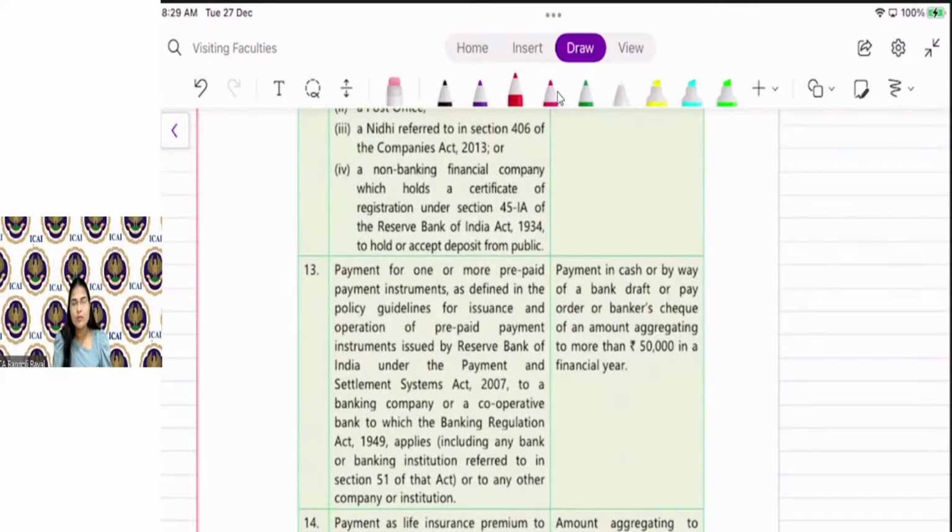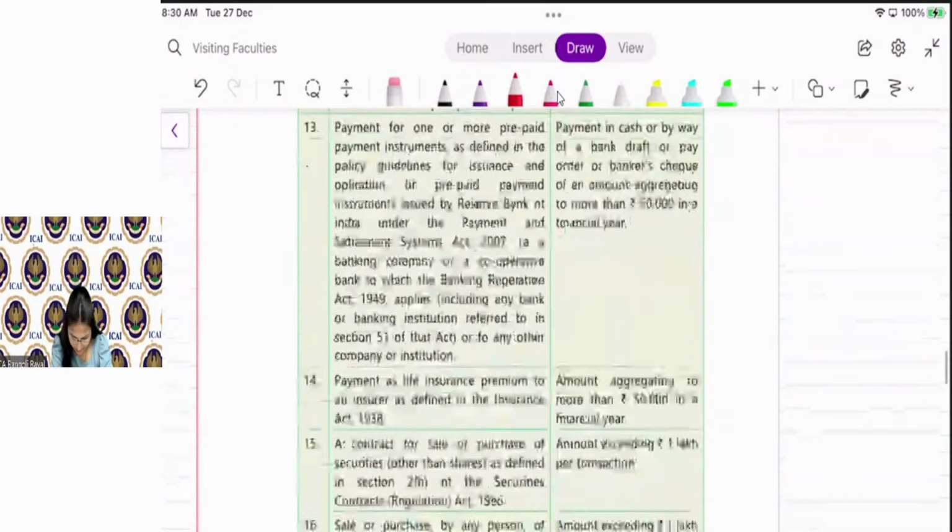Payment for one or more prepaid payment instruments as defined in the policy guidelines for issuance and operation of prepaid payment instruments issued by RBI. So if you are purchasing a prepaid instrument and you are making payment in cash or by way of bank draft or banker's check of an amount more than 50,000 in a financial year, here they have provided aggregate. So if the aggregate value is more than 50,000, then you have to provide your PAN.